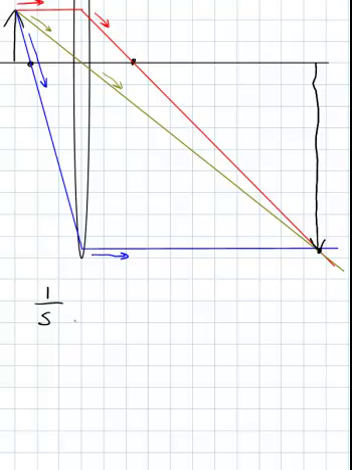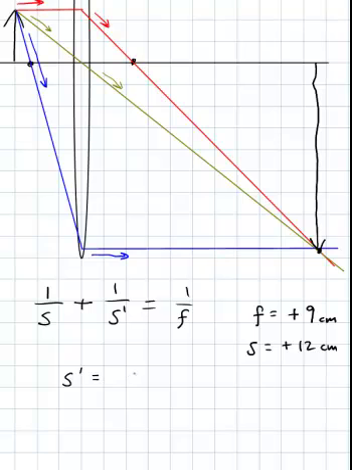So we have 1 over the object distance plus 1 over the image distance is equal to 1 over the focal length. And let me just jot down what we know here. We know the focal length, this is a converging lens, so the focal length is positive, and it's 9 centimeters. We know the object distance, S, is positive because it's on the side of the lens where the light is coming from, so it's a positive 12 centimeters. We plug those in, solve for S prime, and we get 36 centimeters.